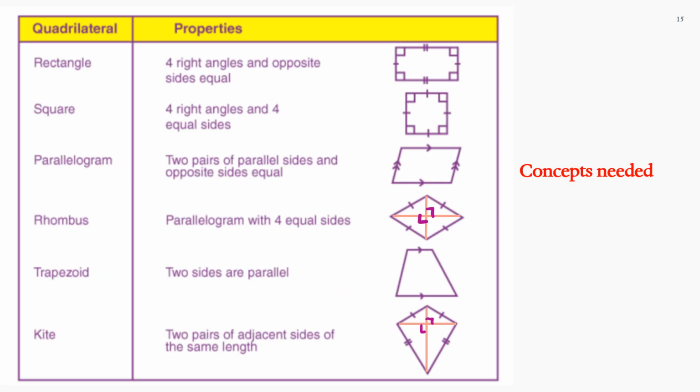All right. Last but not the least, we need to know some properties of this quadrilateral. All right. Let's start off with the rectangle, which is quite easy. The rectangle has 4 right angles and opposite sides are equal. And the square has 4 right angles and 4 equal sides. Parallelograms have 2 pairs of parallel sides, the opposite sides equal. Rhombus has all equal sides and the diagonals intersect each other at 90 degrees. Alright, trapezium has 2 sides parallel.